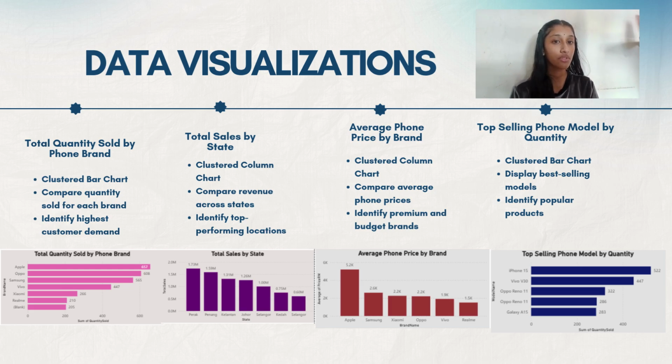The final visualization is top selling phone model by quantity, displayed using a clustered bar chart. This chart shows the best selling phone models based on quantity sold and helps identify the most popular product in the market.